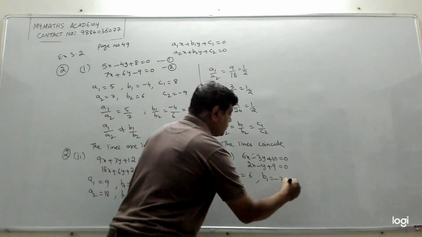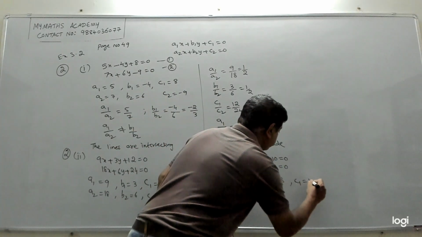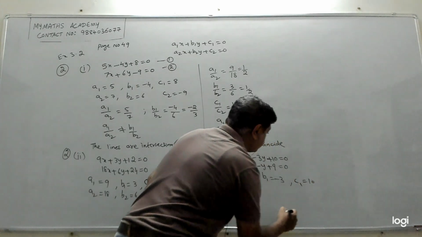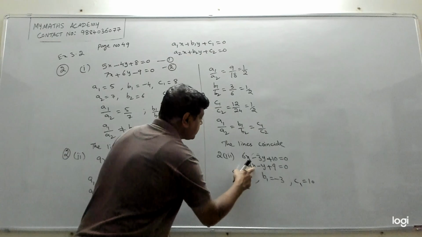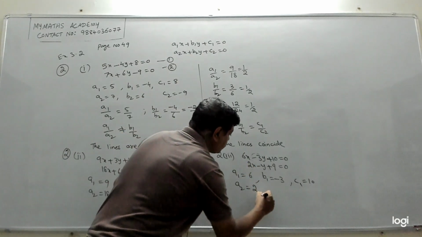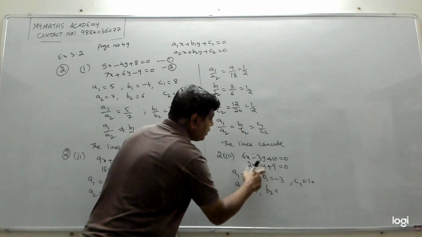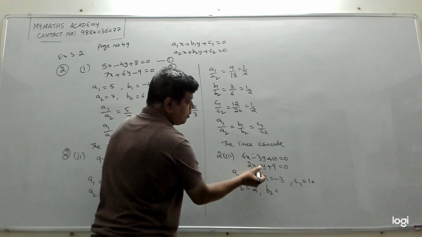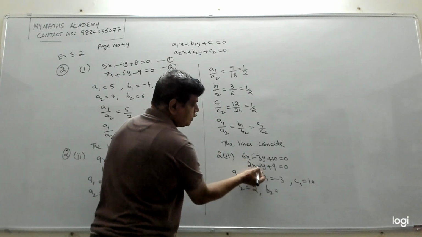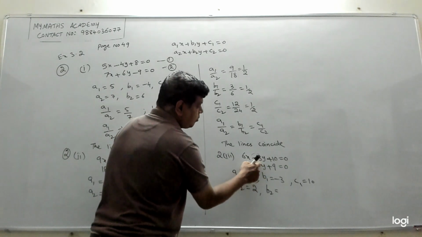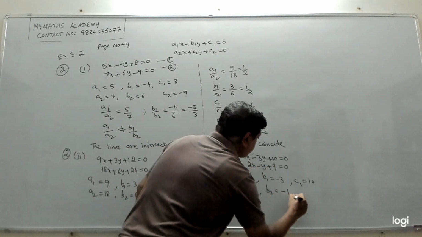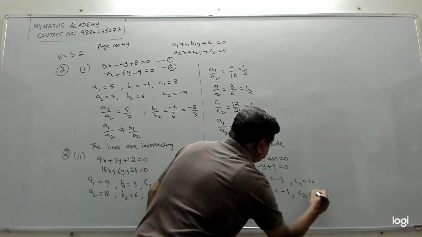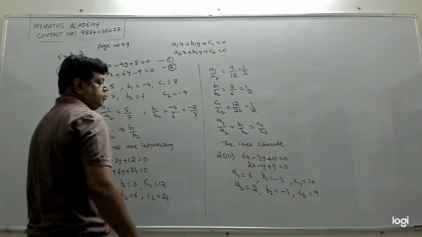Now here, what is this? C1 is 10. C1 is the constant term. C1 is 10. Which is this 10. Now what is A2? A2 is the coefficient of x in the second equation, which is 2. B2 is the coefficient of y in this. What is the coefficient of y? Nothing is there, which means 1 is there. This minus y means minus 1y. So B2 is minus 1. What is C2? 9. This one.